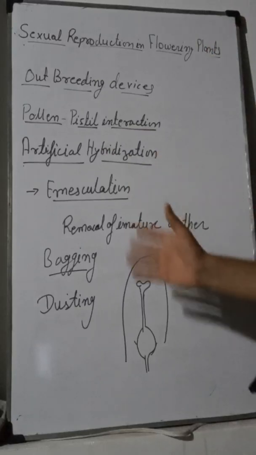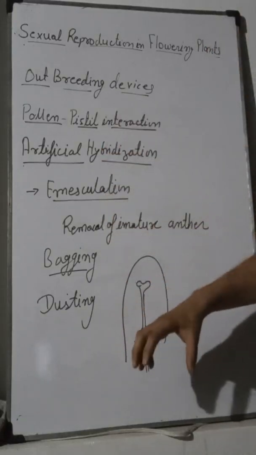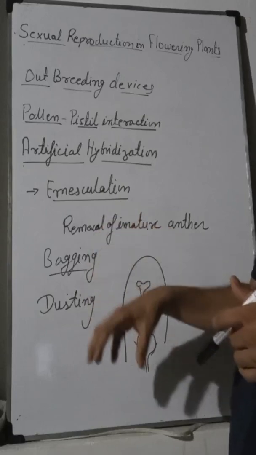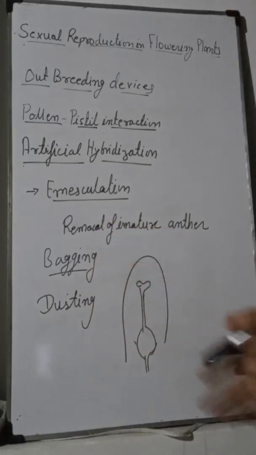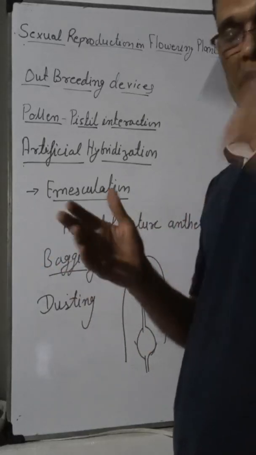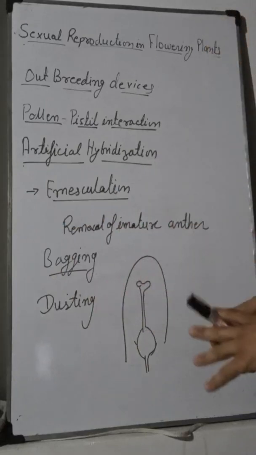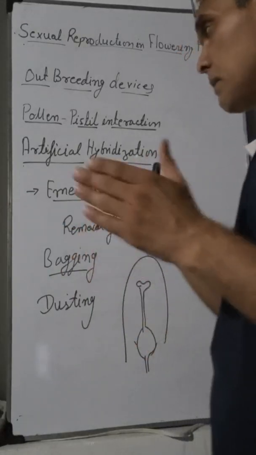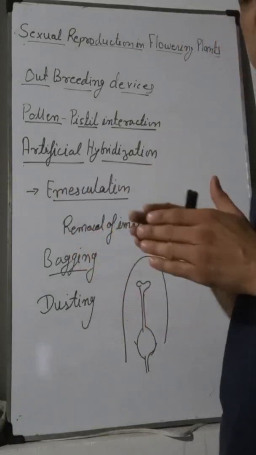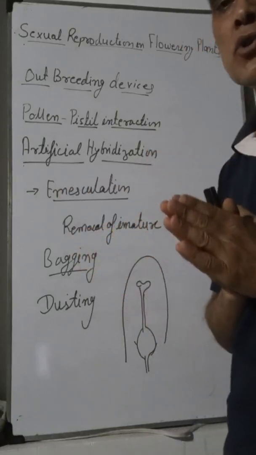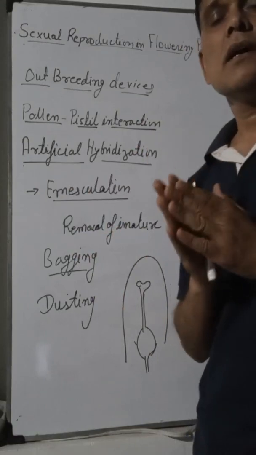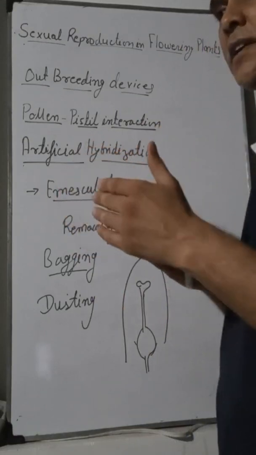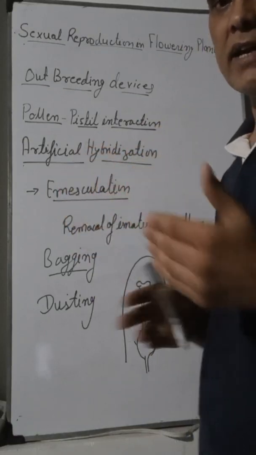So after the dusting, again the flower will be covered with the bags, so another pollen grain will not reach that flower. In this way, plant breeders make the artificial hybridization and produce good quality plants and good quality characters, seeds, fruits, and other things.